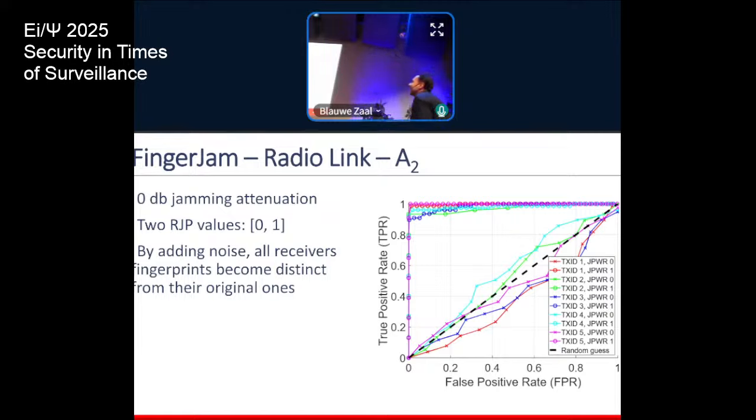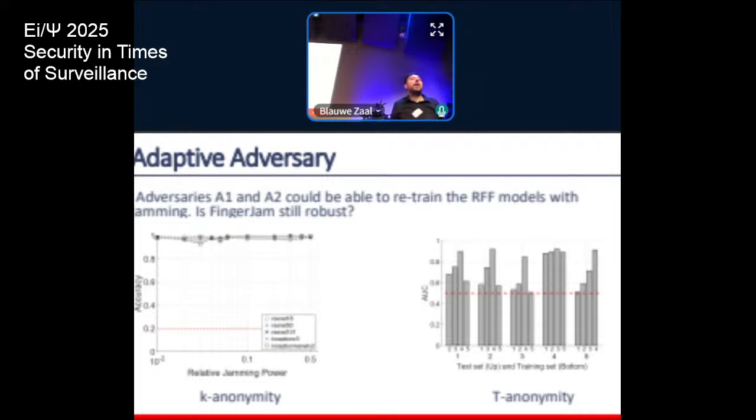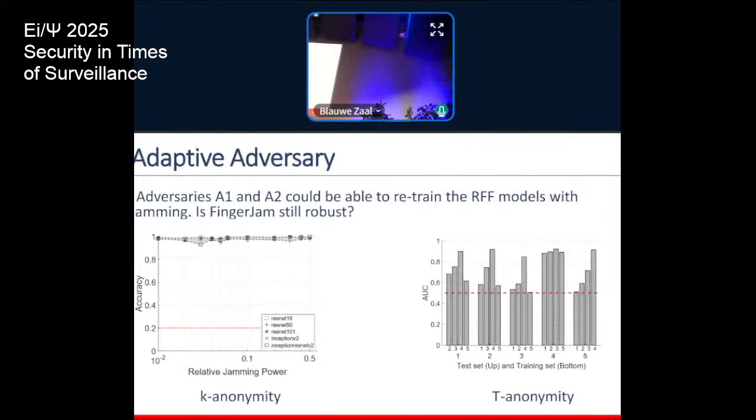This is, let's say, the easiest scenario, the scenario where the adversary cannot retrain his models. But the adversary can also be basically adaptive. So when he starts to understand that his performances are decreasing, he could dynamically retrain the models and try to update them to follow this new profile of the emissions of the devices. And that is where the challenge comes.